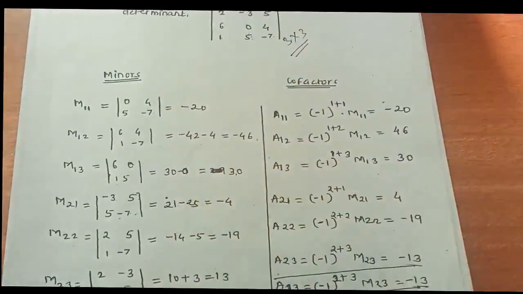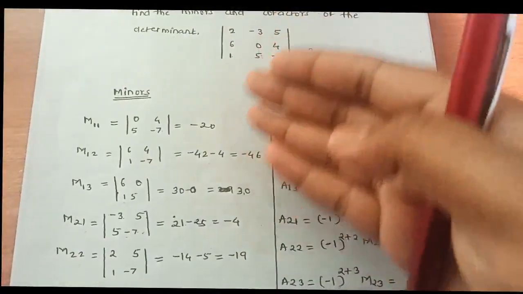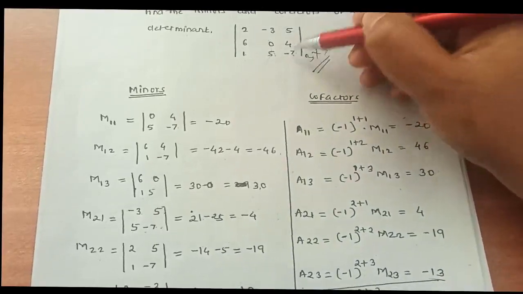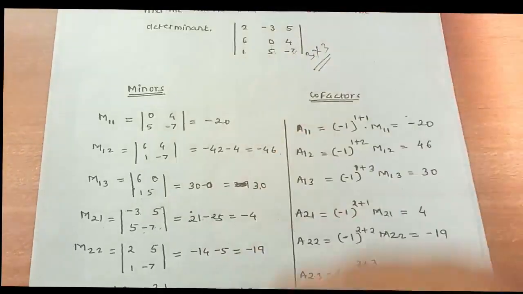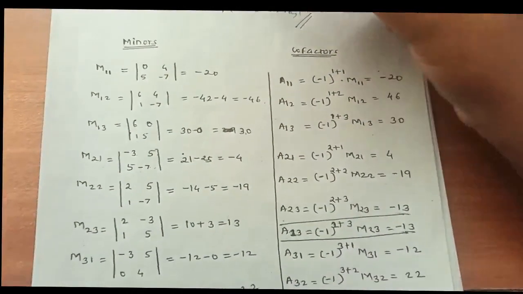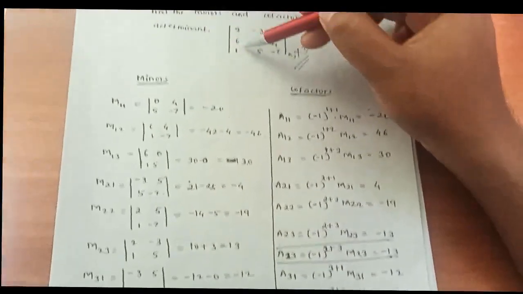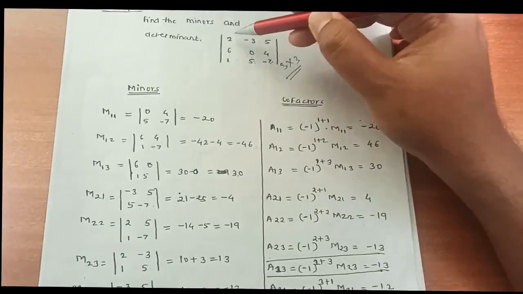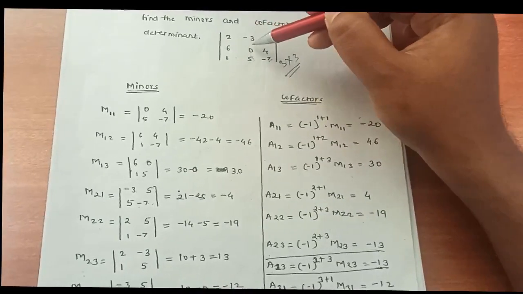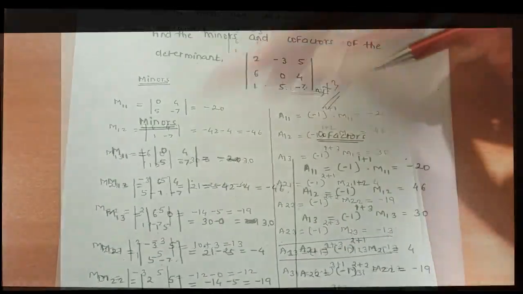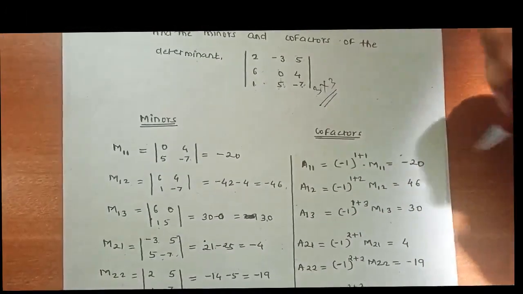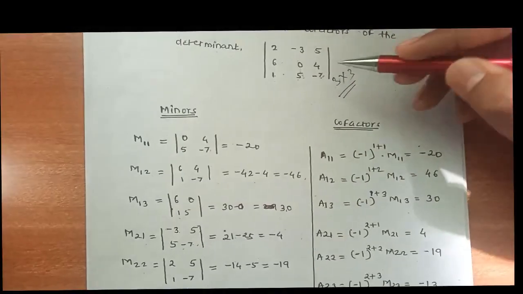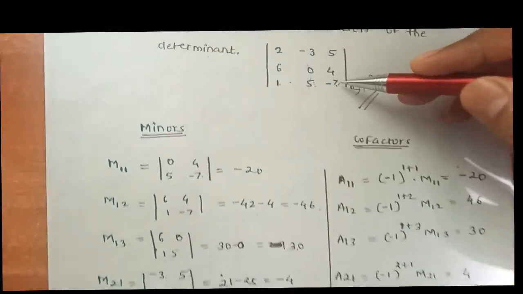So in this way we have to find the minors and cofactors of all the elements. Suppose I have to find the minor of 7. That means your M33, that's the last element. This 7 lies in the last row and the last column. The element minus 7 lies in the third column and the third row, so it is M33 we are going to find out.